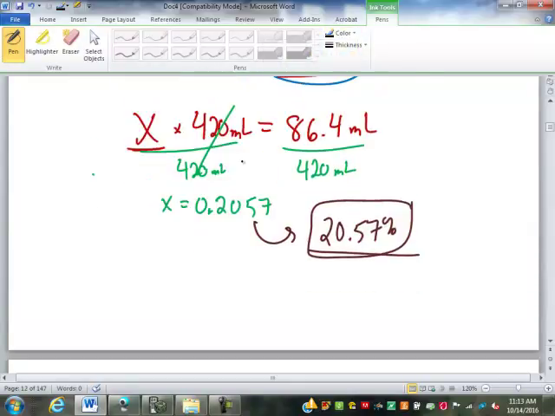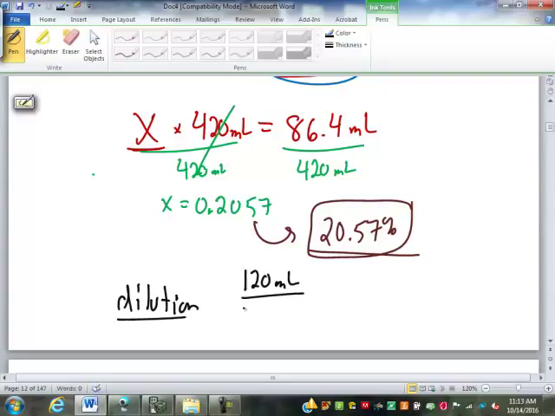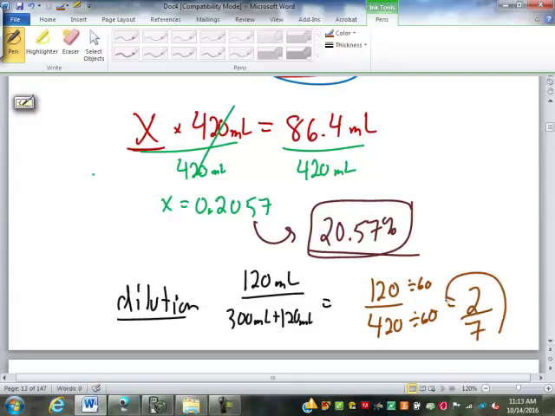We could find the dilution created here because we had the 120 milliliters of a concentrate over 300 plus 120, or 120 plus 300, however you want to write it. So that is 120 milliliters over 420. Both of those can be divided by 60, giving us a 2 and 7 dilution.